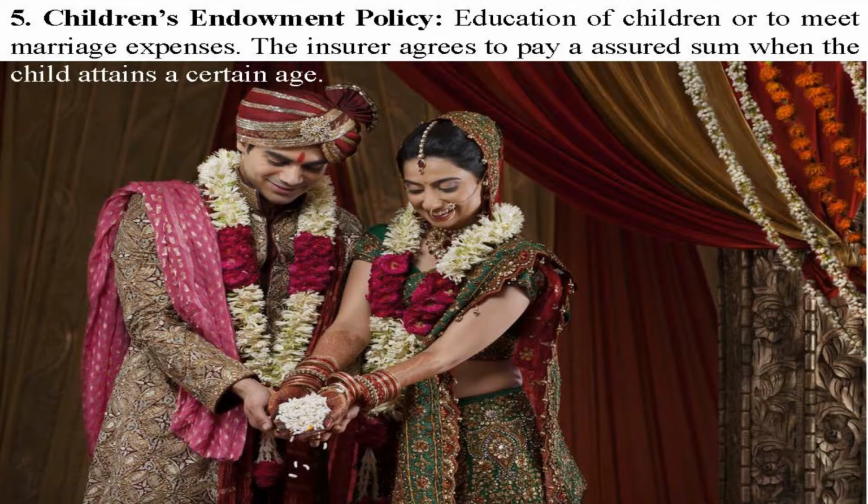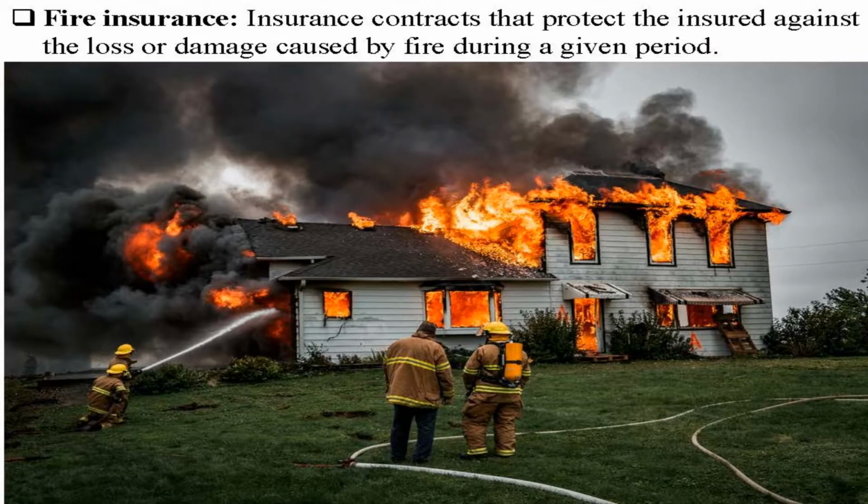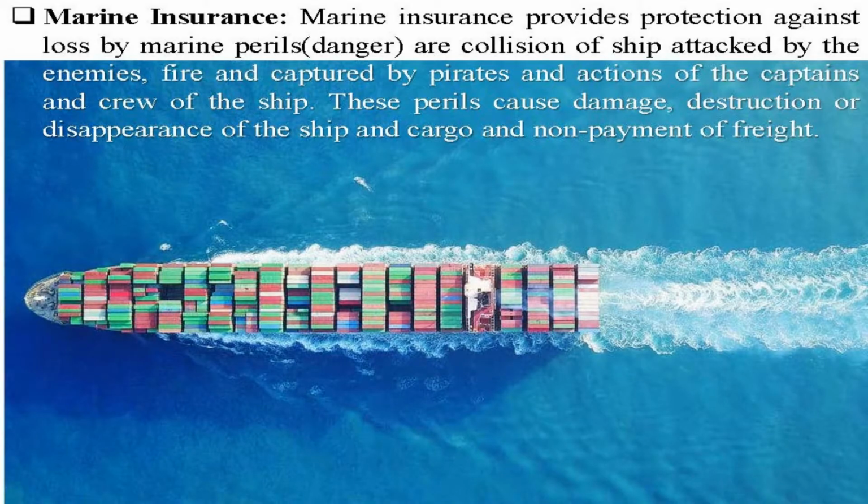Next one is the children endowment policy. For the education of children or to meet marriage expenses, the insurer agrees to pay the assured amount when a child attains a certain age. They will get the insurance policy amount. This is another policy, fire insurance. An insurance contract that protects the insured against loss or damage caused by fire during a given period is known as fire insurance. Next one is marine insurance.